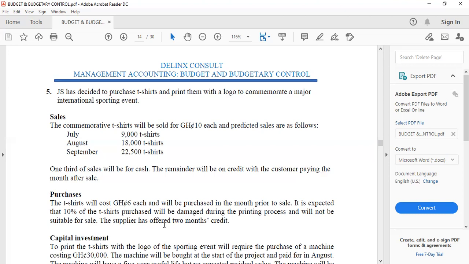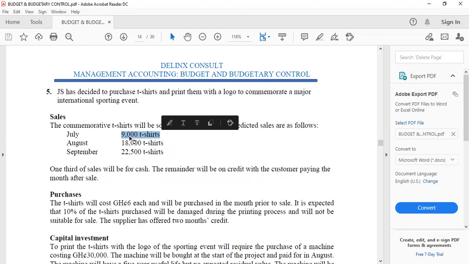It is expected that 10% of the t-shirt purchase will be damaged during the printing process and will not be suitable for sale. So it means that the goods that we are selling are not the actual production. The 9,000 t-shirts are not the actual production. They are the ones left after 10% has been declared damaged. Are you okay?